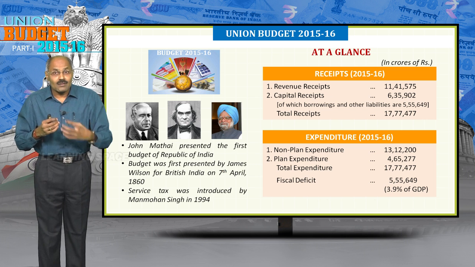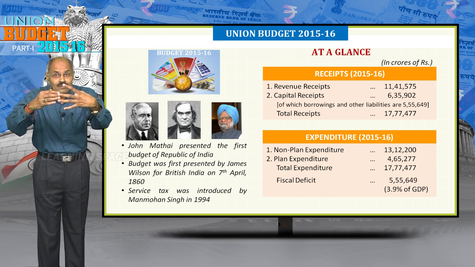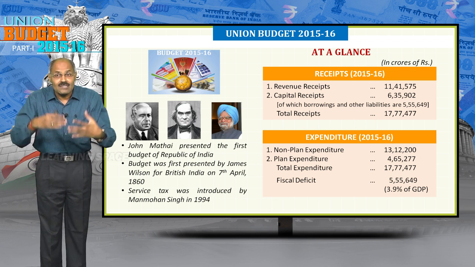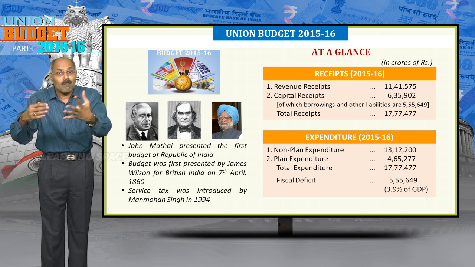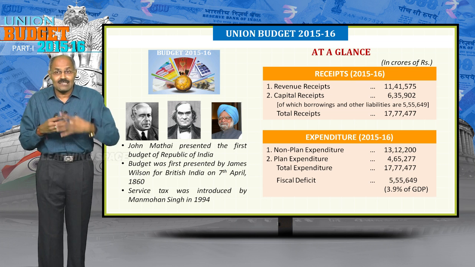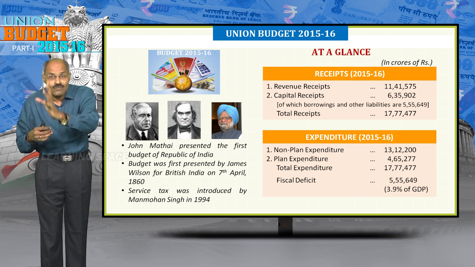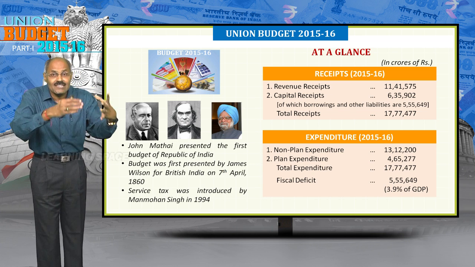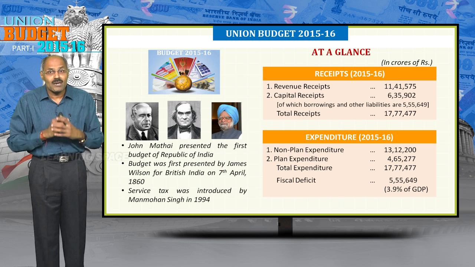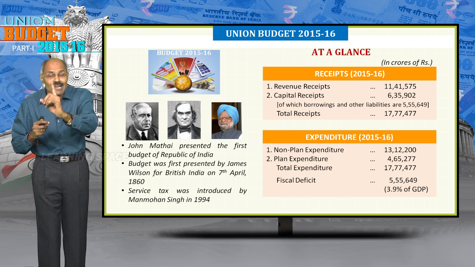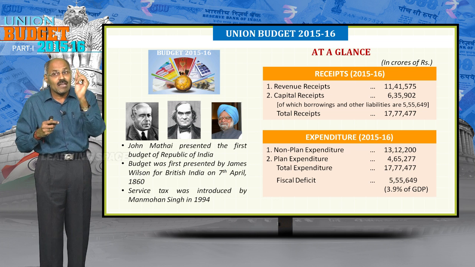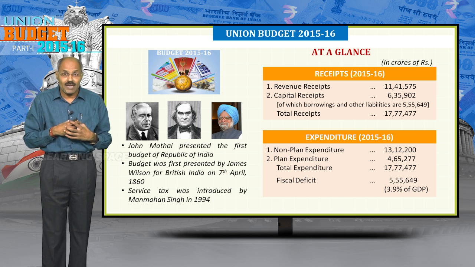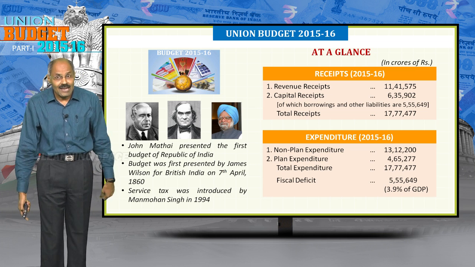I have already told you, total receipts including the borrowings are 17,77,477 crores of rupees. Expenditure is 17,77,477 crores. But remember, the total deficit is 5,55,649 crores of rupees. If anyone asks you a simple question, what is the fiscal deficit for the year 15-16? Please remember that it is 5,55,649 crores of rupees, which is 3.9% of GDP, right? This is about the receipts at a glance.